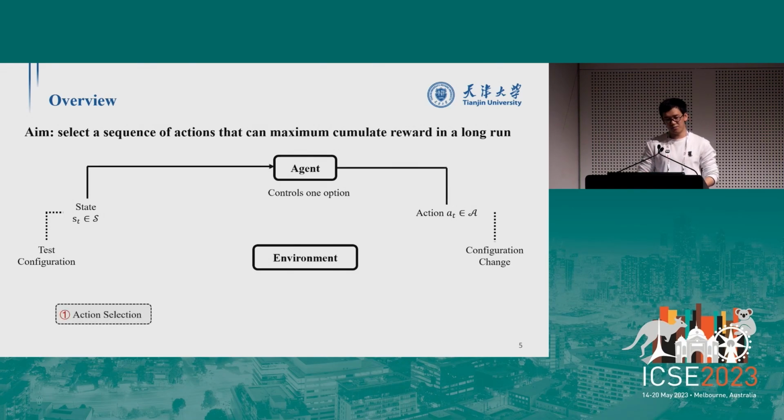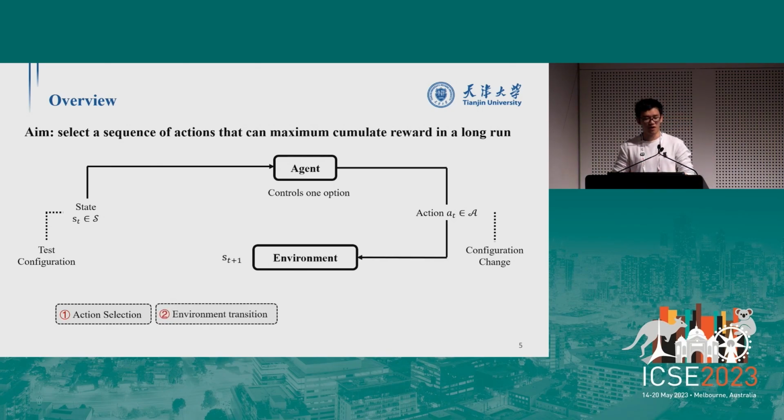MCS adopts the overall process of reinforcement learning, and it consists of 4 steps. The first step is the action selection. Each agent will select an action according to the home test configuration, and the next step is the environment transition. MCS will update the current configuration according to the action selected in the first step, and so the next configuration is constructed by MCS.